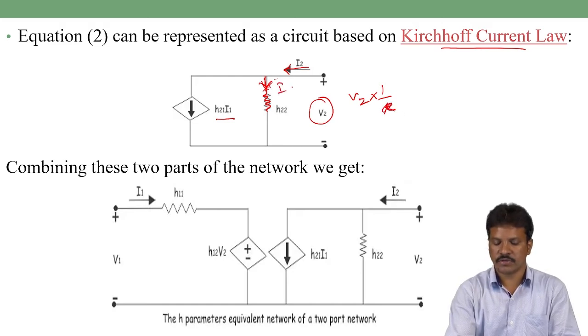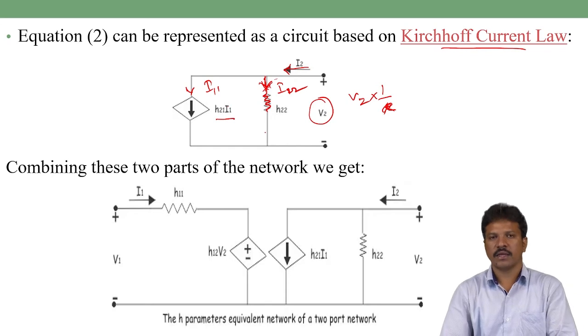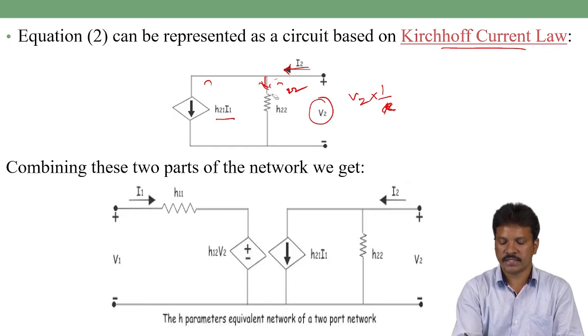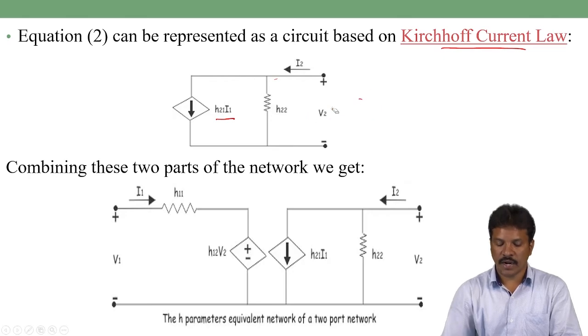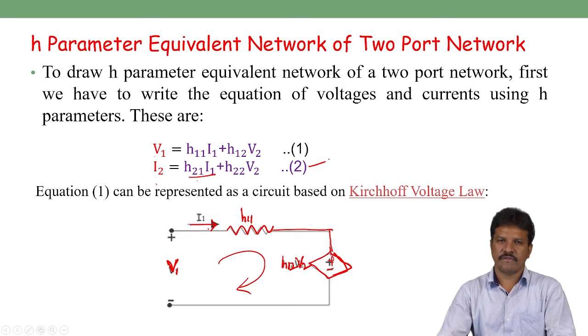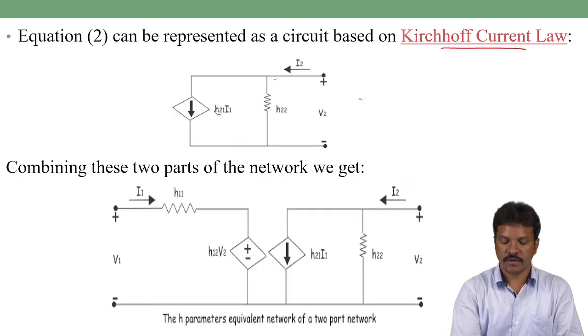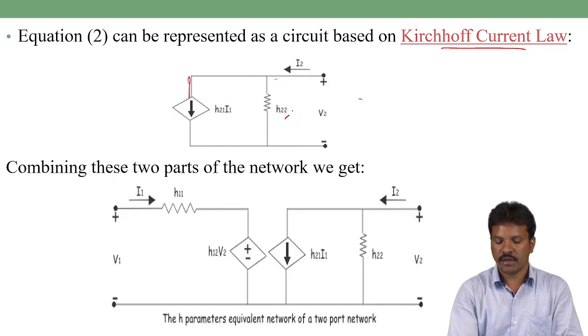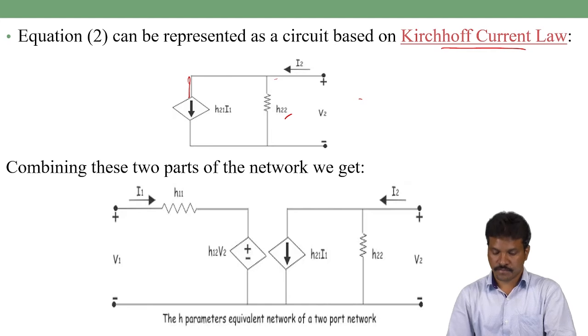The current flowing in this one is H21 I1, and the other is the current through the admittance. So the sum of these two currents is equal to I2. We can represent the equivalent diagram for equation 2 like Kirchhoff's current law: a dependent current source in parallel with the resistance, which is called the admittance.